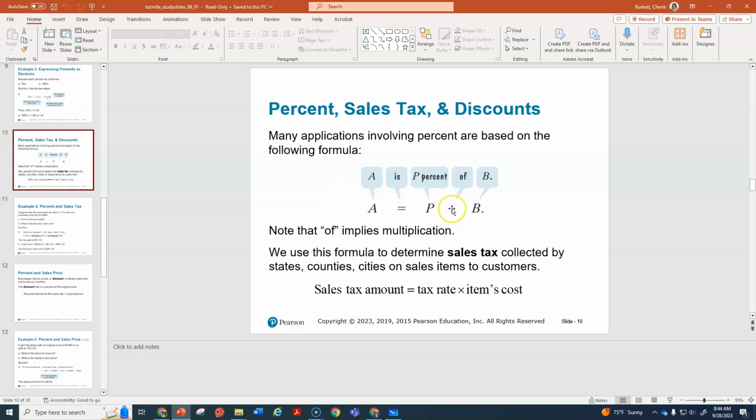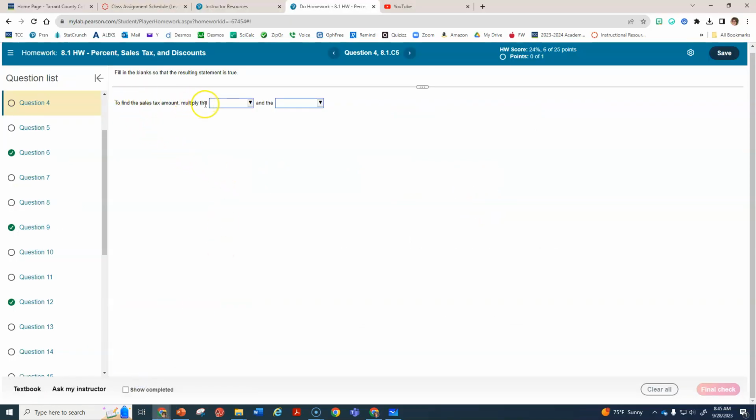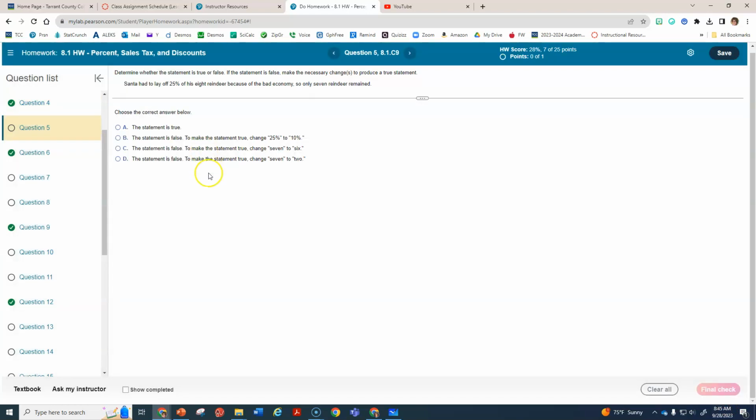So in the problems that deal with sales tax right here, the sales tax is the A. So my sales tax is, and then whatever your sales tax rate is, that will have to be given or should be given to you. Then the word of means multiply, and then the total cost of the item would be in the place of B. So on problem number 4, to find the sales tax, we multiply the tax rate and the cost of the item. That's what that study card told us to do.